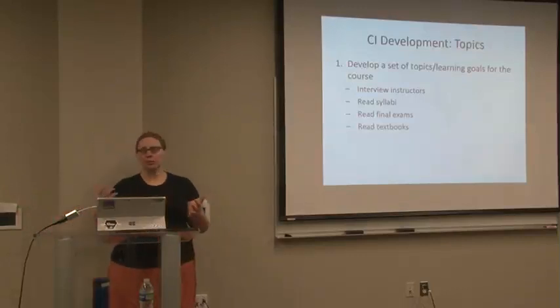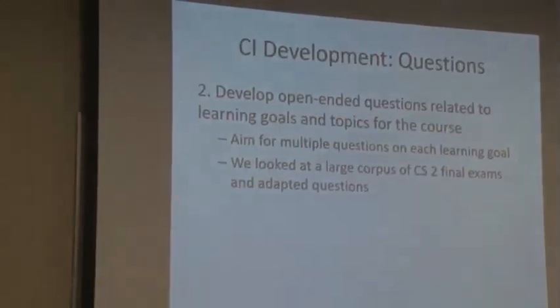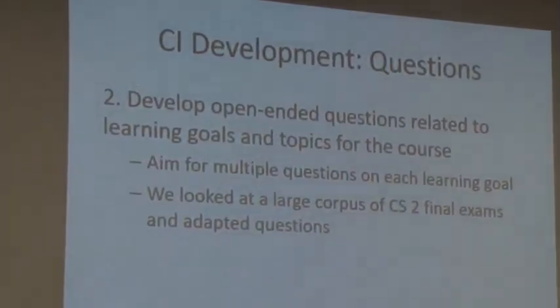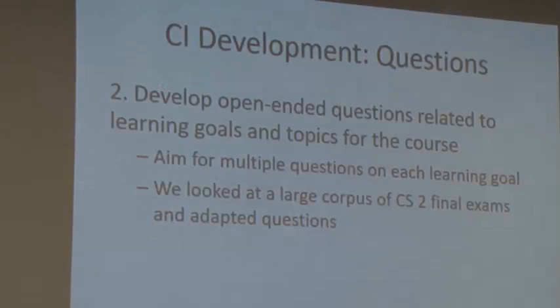It turned out that in our work in CS2, this was a lot less clear than we expected, and I'll talk about that in just a little bit. After we know the core topics, we need to develop open-ended questions that are related to the learning goals and topics for the course. You aim for multiple questions on each of the learning goals to make sure that we can validate those questions against each other, right? We can see, okay, if a student does well on this question, do they also do well on the other related question? Or is something wonky with my question, that they're doing much better on this one than this one?